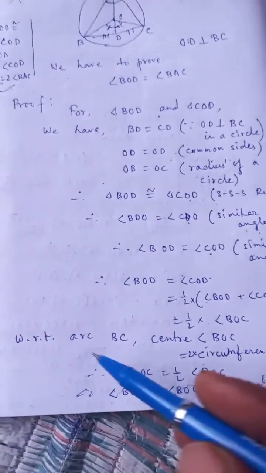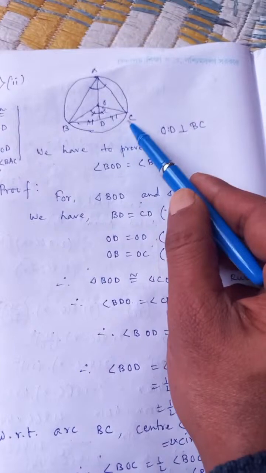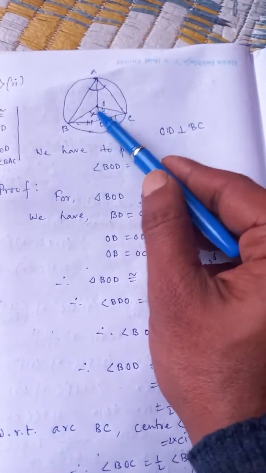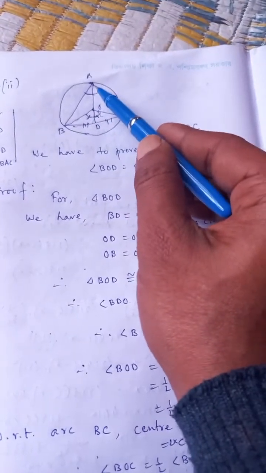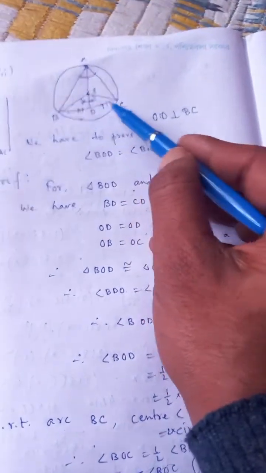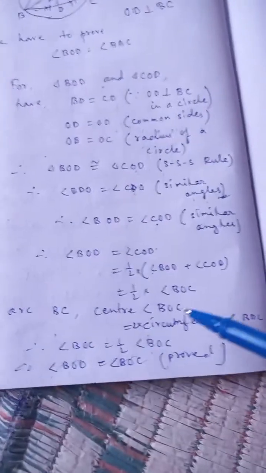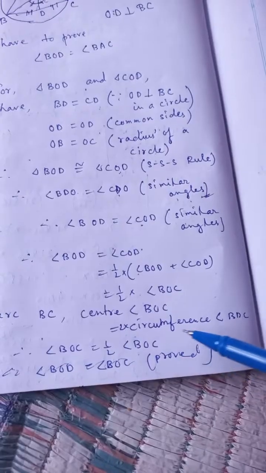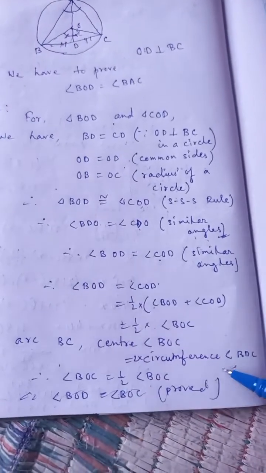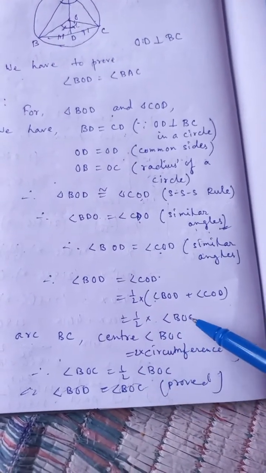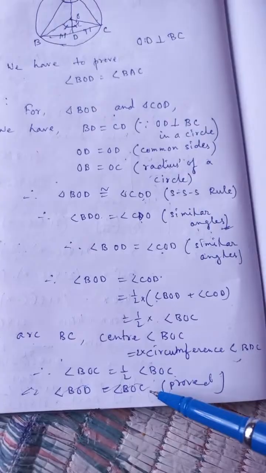Now with respect to the arc BC, O is the center, angle BOC is the center angle, and angle BAC is the circumference angle. So angle BOC must be twice angle BAC. So if BOC is twice the circumference angle BAC, and if we replace BOC by half of BOC, then we will get BOD is equal to BAC.